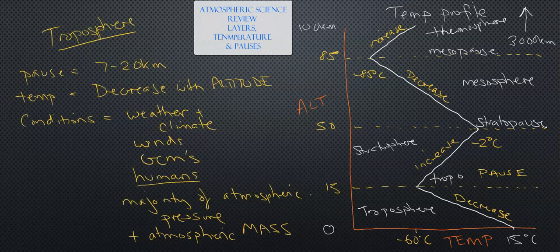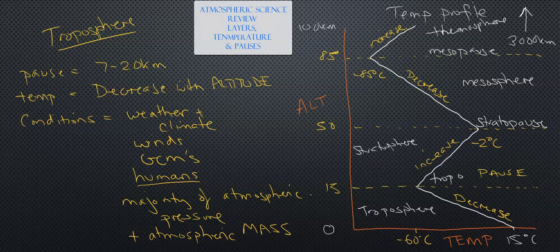So the troposphere has certain conditions and certain attributes that we need to know. The temperature gets colder as you go higher up to the pause, which is minus 60, and then at minus 60 it stops rising because it's too cold. Cold air doesn't rise, cold air sinks. That's going to start to create our GCMs, or our general circulation models around the atmosphere.